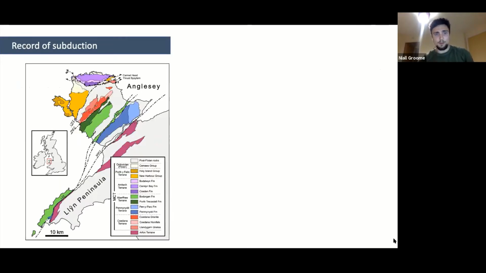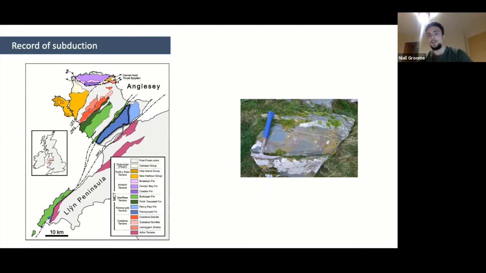So the record of subduction that we have in Anglesey, we have two main methods of recognizing this. So the first is using this blue unit here. So this is a map of Anglesey. We're in Northwest Wales at the moment. So this unit here is a blueschist unit which formed around 550 million years ago. And you can see it in the field.